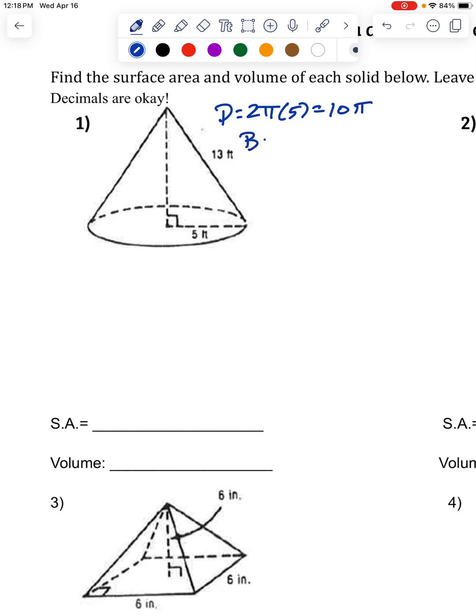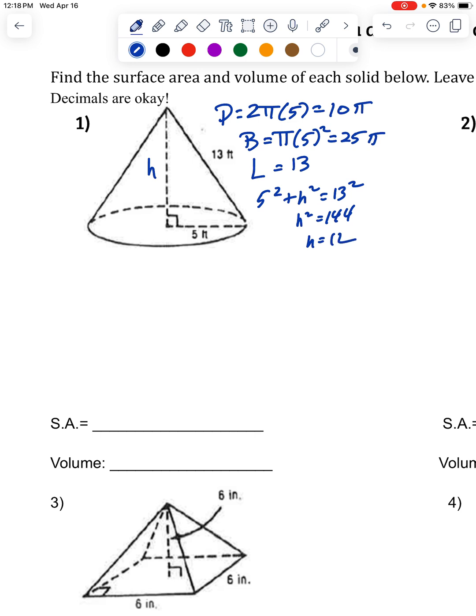Next thing I want to identify is the area of my base. To find the area of a circle, I do pi r squared, so pi times 5 squared, which is 25 pi. And I'm going to need the slant height, which is 13. For the volume, I'm going to need the height, so I might as well do that work now. 5 squared plus h squared equals 13 squared. This is a triple. You should get h squared equals 144.